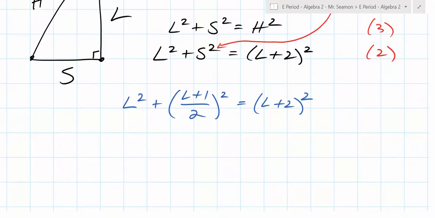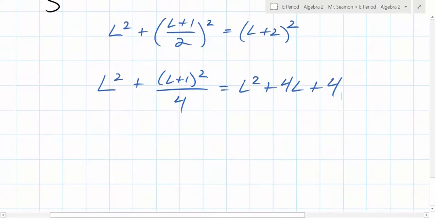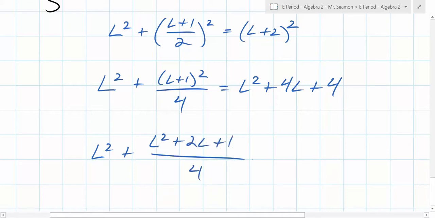Yes, it is a quadratic. Is it written in standard form? No. Do this for me. Write this in standard form right now. Clean that up. So if you do out the other side, what do you end up with? L squared plus 4L plus 4. So you end up over here with, you do it out, L squared plus 2L plus 1 all over 4 equals L squared plus 4L plus 4, like this.